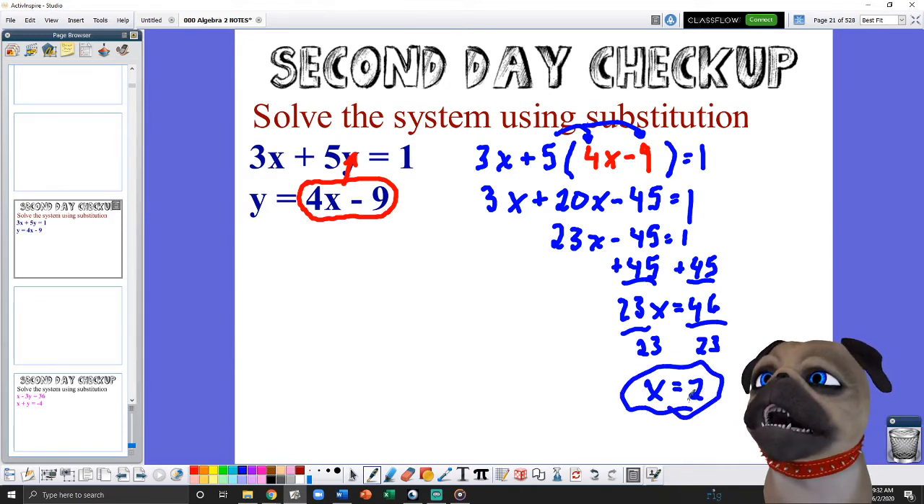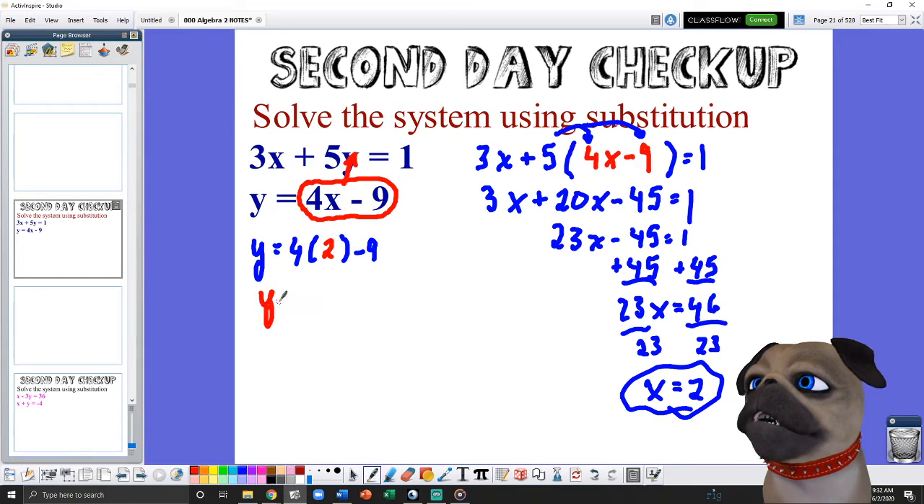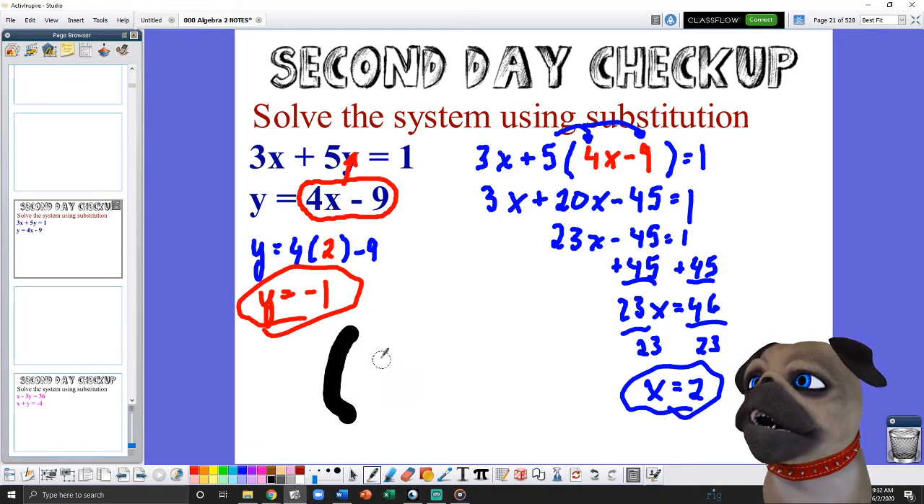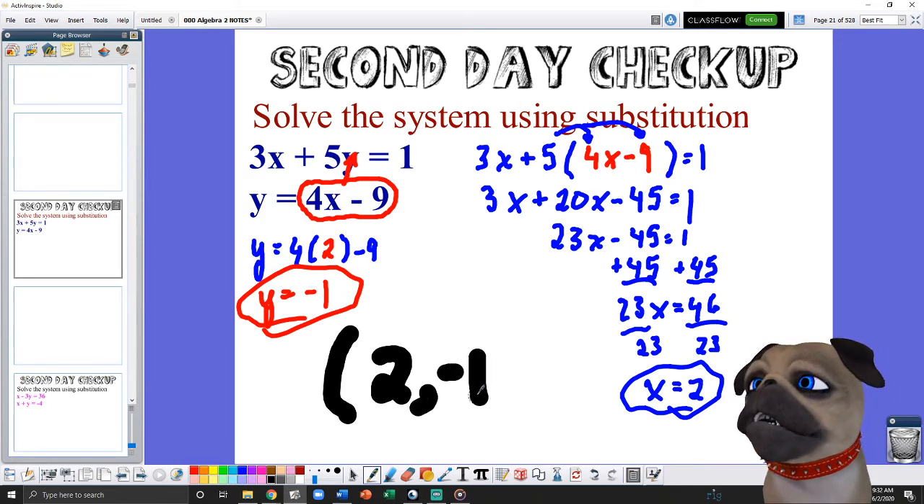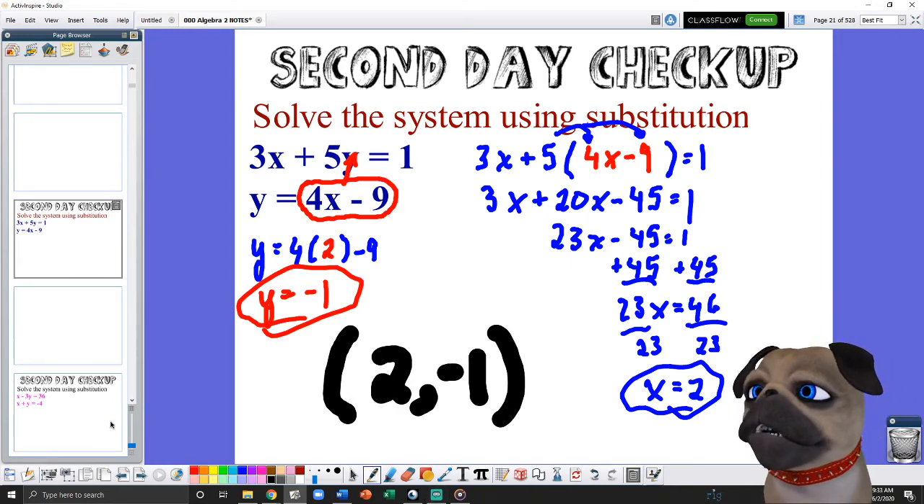As soon as you have that x equals 2, you circle it, and then you put this circle into the other circle, so you have y equals 4 blank minus 9. But in that blank you are going to put 2 because you told me x equals 2. You put 2 there, and then you get y equals, I type that into my calculator or in my brain to get y is negative 1. So finally, your final answer is 2, because the x always goes first, negative 1. And that's it.